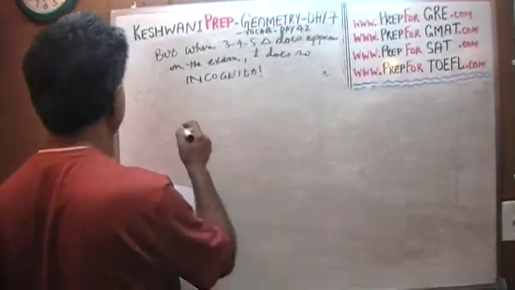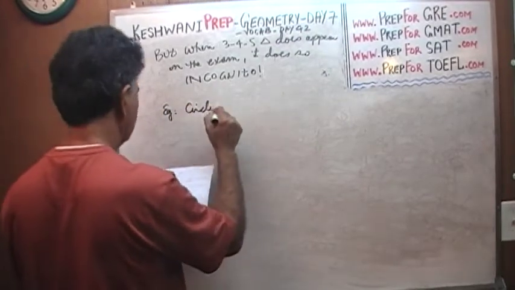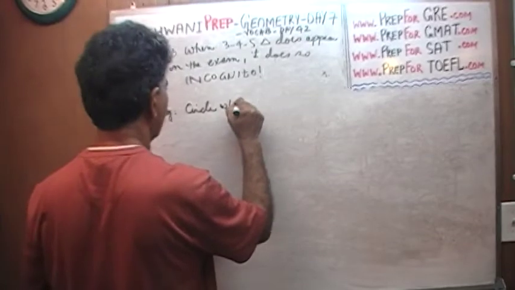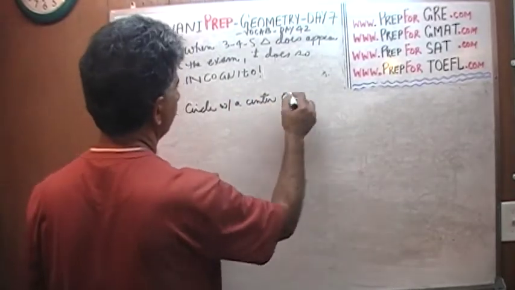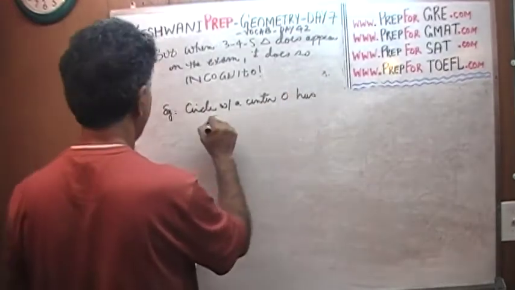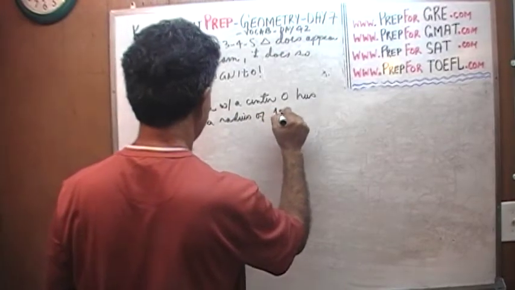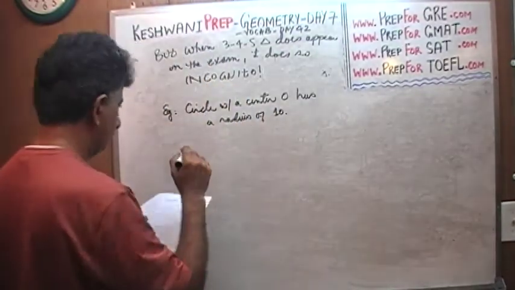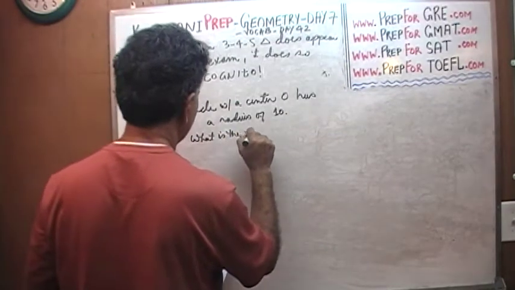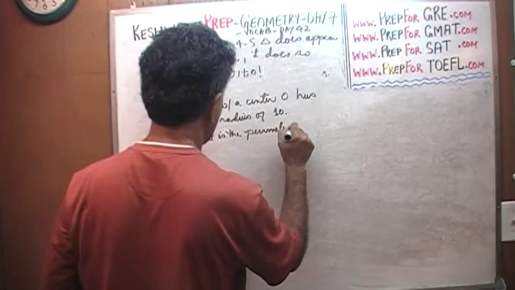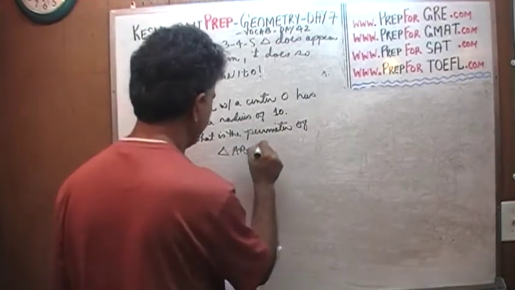We're given a circle. Here's an example. We're given a circle with a center O. A circle with a center O has a radius of 10. The question is, what is the perimeter of triangle ABC? Let's take a look at it.